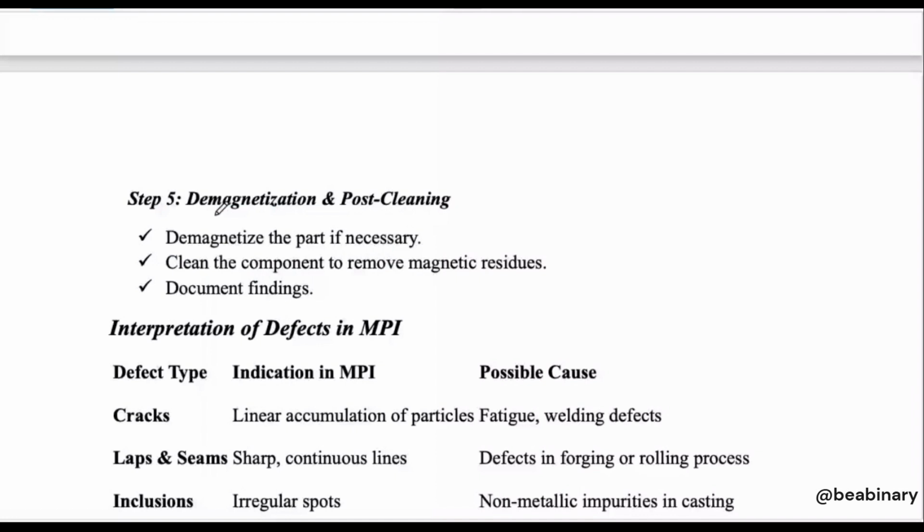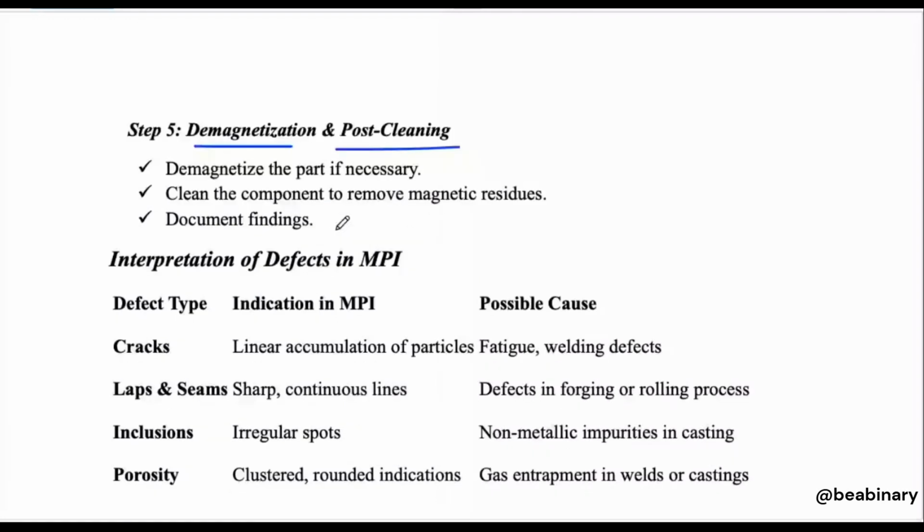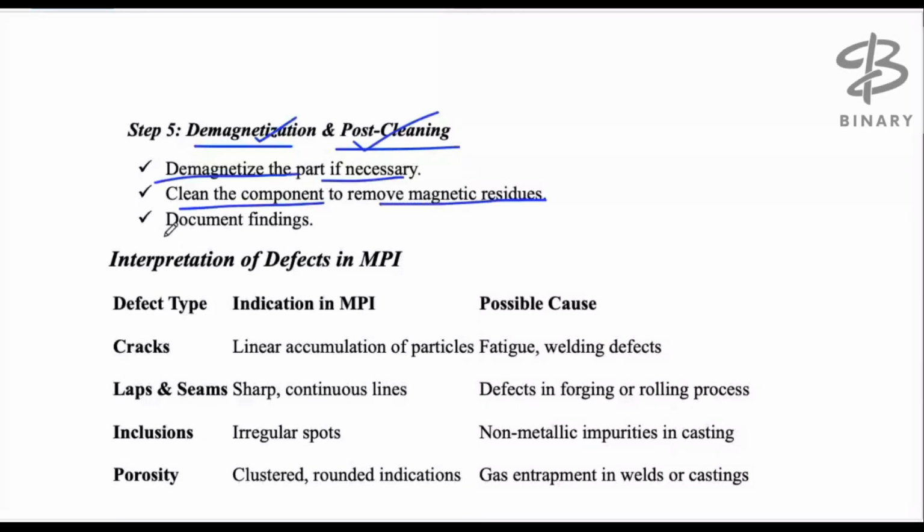Once we are able to see the defect, or we have already found the defect on the surface, now we need to demagnetize the surface and do post cleaning. Demagnetize the part if necessary, and clean the component to remove the magnetic residues. Documentation of findings means whatever the size, location, and kind of defect that you found during the testing, we must document that.